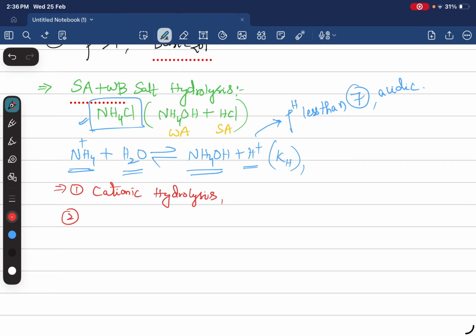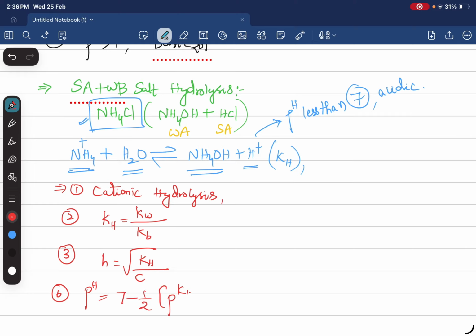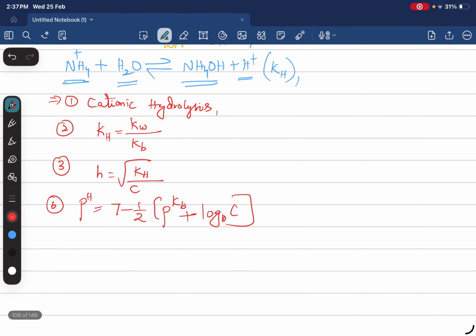And then Kh equals Kw by Kb, and h equals under root Kh by C, and the pH value is 7 minus, because it is an acidic solution, pKb plus log C. The same kind of formula we used in Ostwald dilution law, but there it was minus, here it will be plus. Here pH is less than 7, so it is an acidic solution.